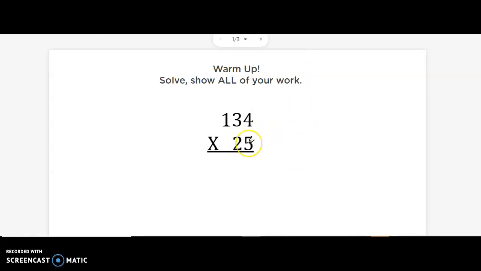So we want to start with the bottom ones place, or the bottom smallest value place. So this one here happens to be the ones place. So I'm going to take my 5 and multiply it times each digit in the top number. So 5 times 4 is 20, carry my 2. 5 times 3 is 15, plus that 2 is 17, carry my 1. 5 times 1 is 5, and then add my 1 I carried is 6. I'm going to mark that off.